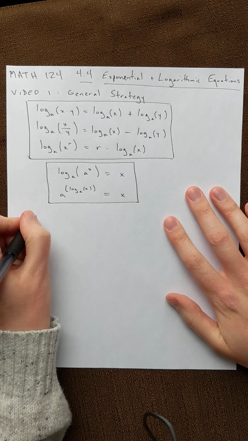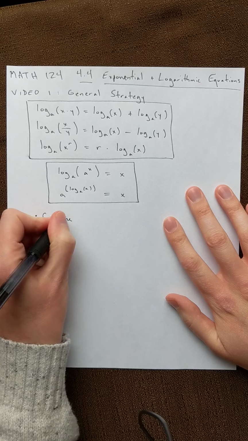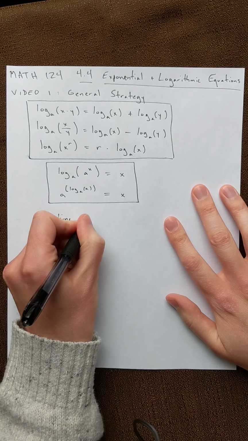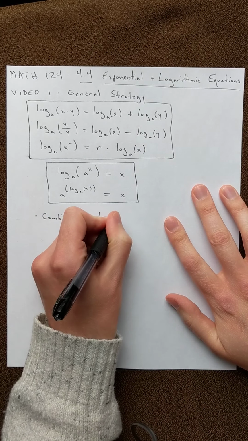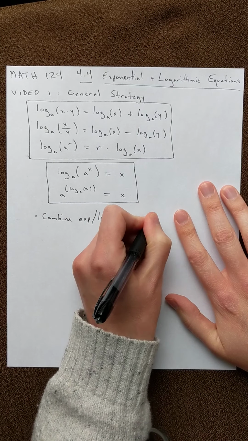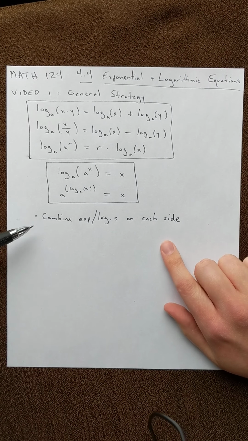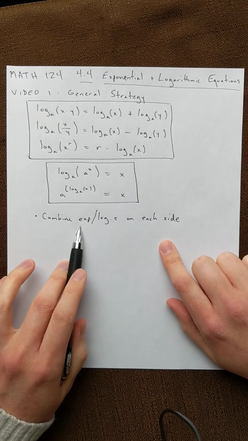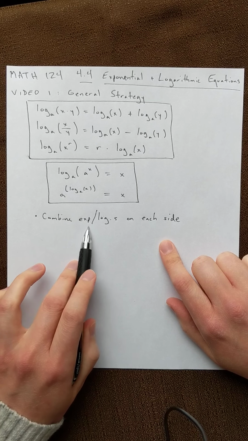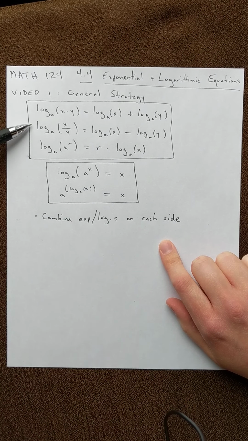And what we're going to do is combine exponentials and logarithms on each side of the equation. And the way we're going to do that, we've talked about rules of exponents before a million times, so I'm not going to write all those rules down. But the new rules of logarithms, these 3.